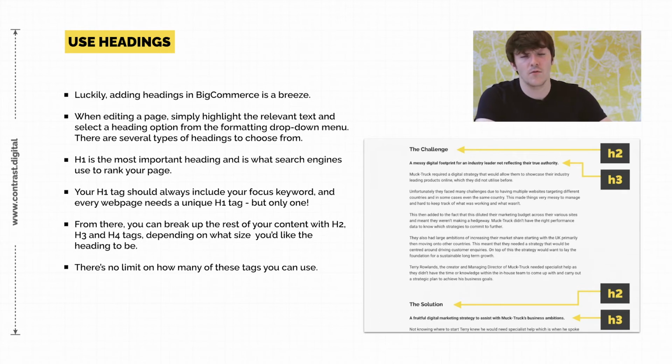And in BigCommerce, it's really easy. You just use the WYSIWYG editor and select the heading type that you want from the drop down. It goes all the way down to, I think, H6, but pretty much you want one H1 for the page, and then your subtitles H2, and go on from there.